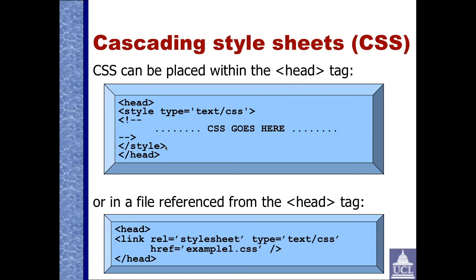Or, rather better, within the head we can reference an external style sheet. So we do that with a link tag, and we say rel equals stylesheet. That's telling us what this link is. And then we say the type, text/CSS, as we did before. And then we have an href, as we did with the a tag, to refer to another document. So the href is the name of the CSS file.